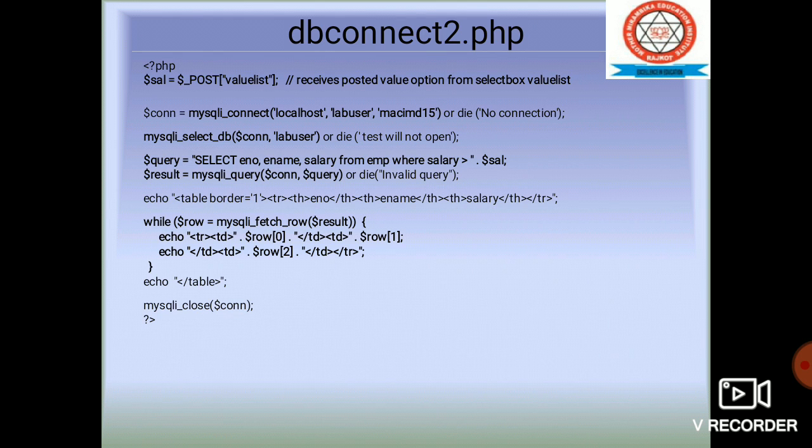Echo $row[0]. $row[0] is, as mentioned above, the first column. $row[1] is the second column, and so on. Echo the table tag, and lastly we are closing the connection with the function mysql_close with one argument, that is the $con variable.